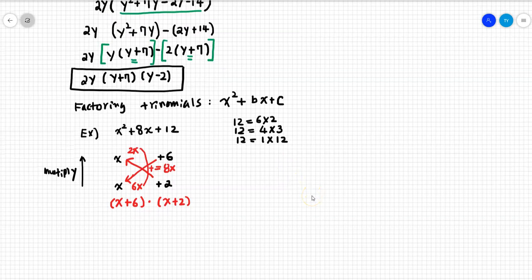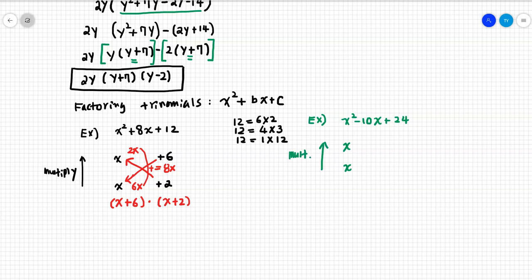Now sometimes it's going to be a little bit tricky, so I'm going to show you another example, because of the negative signs in the middle, sometimes it makes a lot of difference. So this one I'm going to try: x squared minus 10x plus 24. Again, we're going to split the x with x. Remember, we multiply vertically, so we're going to multiply this way.